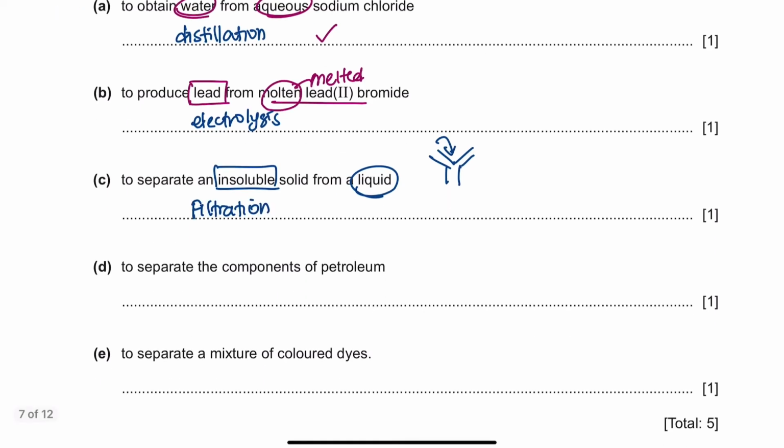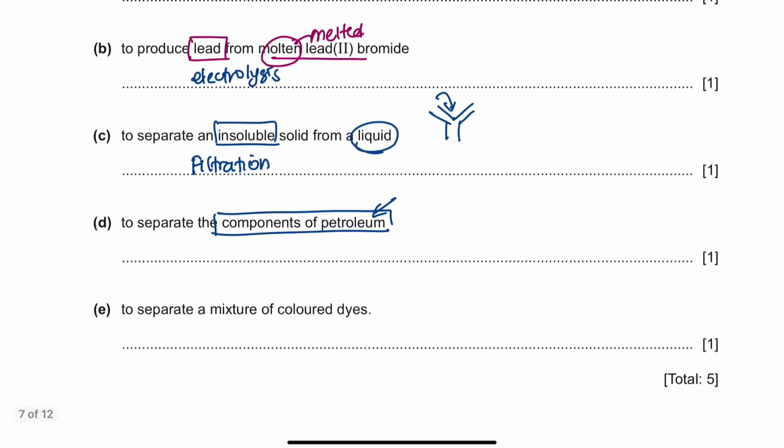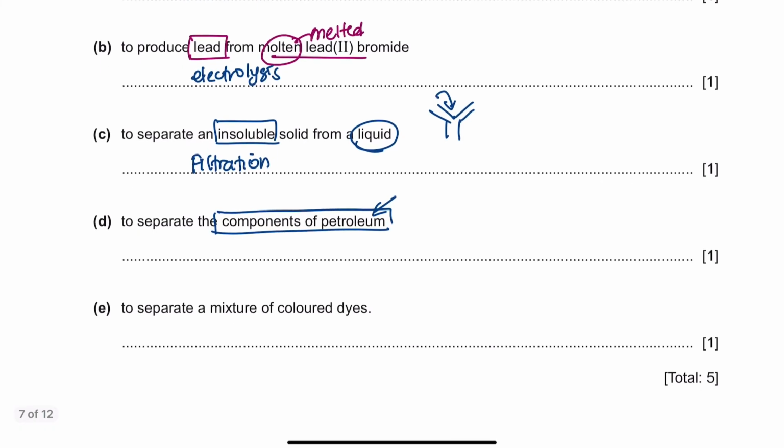Question D, to separate the components of petroleum. Now petroleum is a very complex substance which contains a lot of components inside of it. Therefore, you need to use something which is more complicated, which is called fractional distillation. Fractional distillation is when you separate the components according to their boiling points.